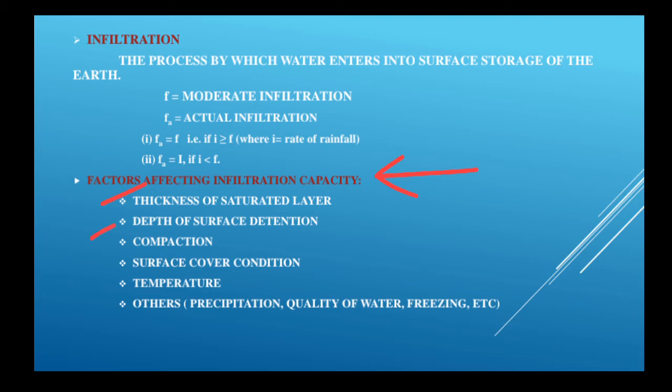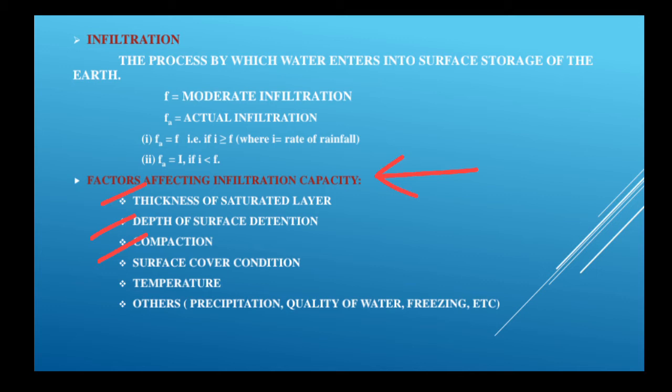The second one is depth of surface detention. Depth of surface detention means the depth of the passage through the soil. Another one is compaction. Compaction of the soil means nothing but the presence of pores.